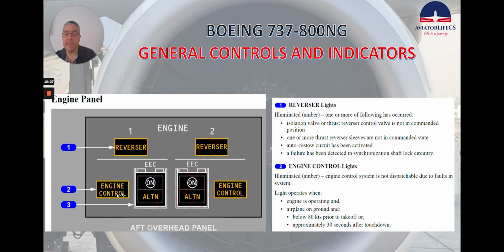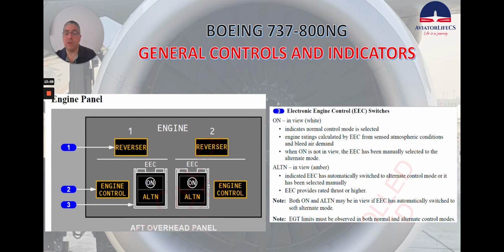Number 2 is the engine control light, illuminated amber. The engine control system is not dispatchable due to faults in the system. The light operates when the engine is operating and the airplane is on the ground and below 80 knots prior to takeoff, or approximately 30 seconds after touchdown.